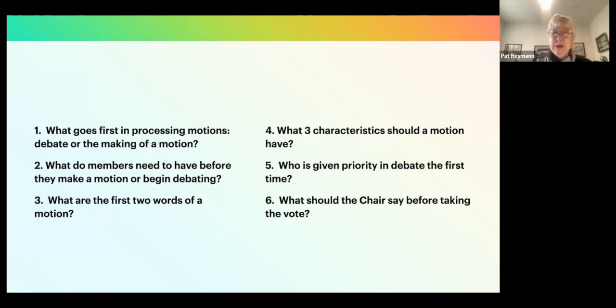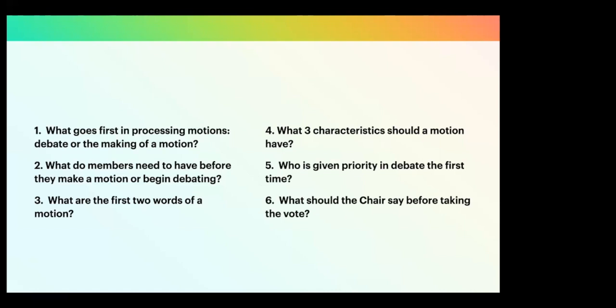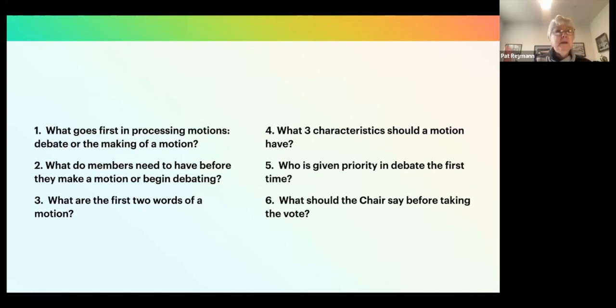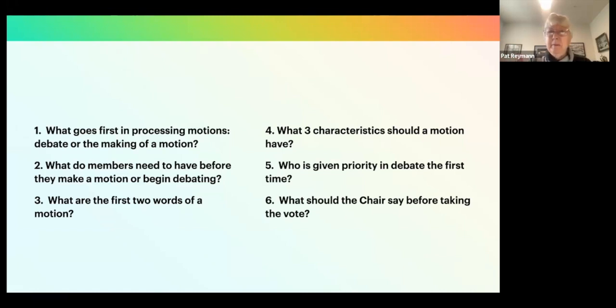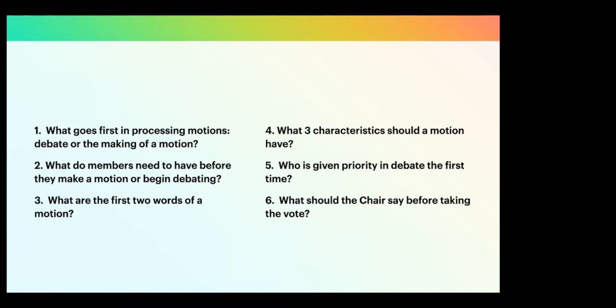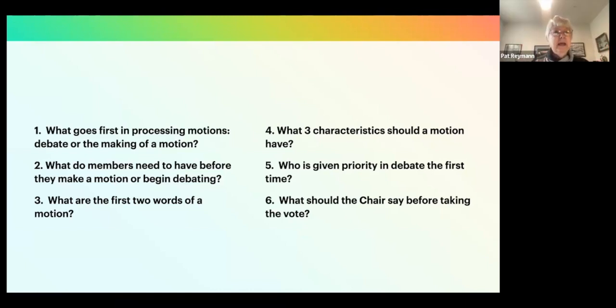What should the chair say before taking the vote? Are you ready for the question? Yes, that's one part. And what's the other part? The chair asks if you're ready for the question, but also has to repeat the motion. Repeat the motion. Thanks, Carla. That's right. So everybody is clear on what they're voting on. And you will see when we get into things like amendments and so forth how important that is, because you can get really into a tangled mess.